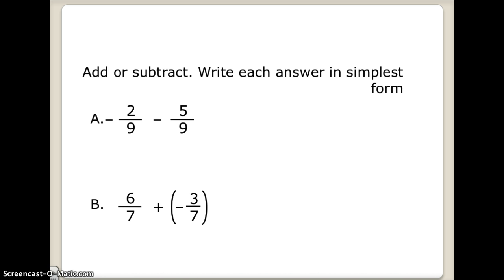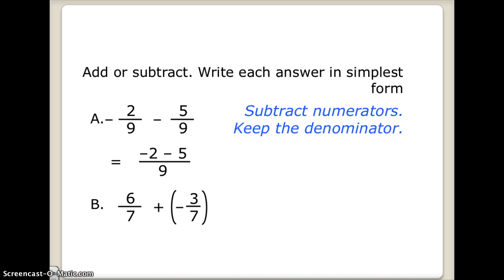Let's subtract. -2/9 minus 5/9. We have common denominators, so we don't have to worry about changing the denominators to be the same. The negatives can go up in the numerator with the 2 and with the 5. So really this becomes -2 minus 5 over 9. And -2 minus 5 is -7, so we get -7/9.